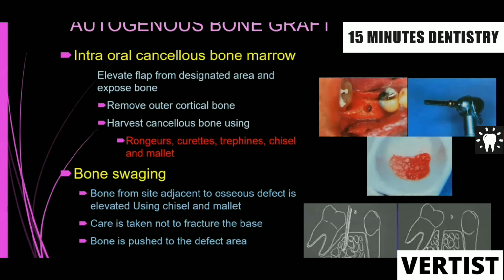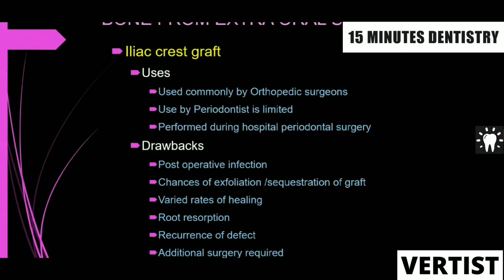Whereas bone swaging is again routinely asked for viva. Basically here the defect is adjacent to the edentulous area, and the bone has to be very elastic, so that with the chisel and the mallet you push the bone into the defect. Care is taken not to fracture the base, and the bone has to be carefully pushed into the defect.